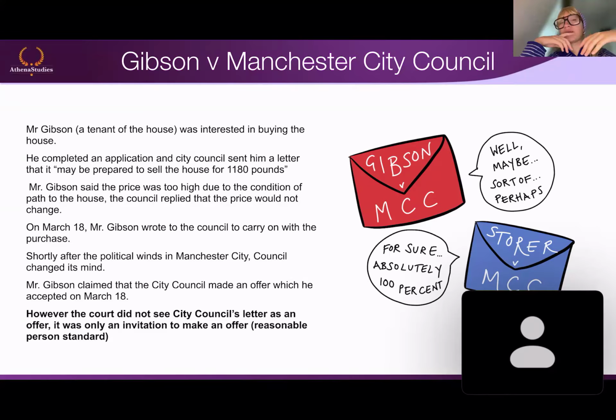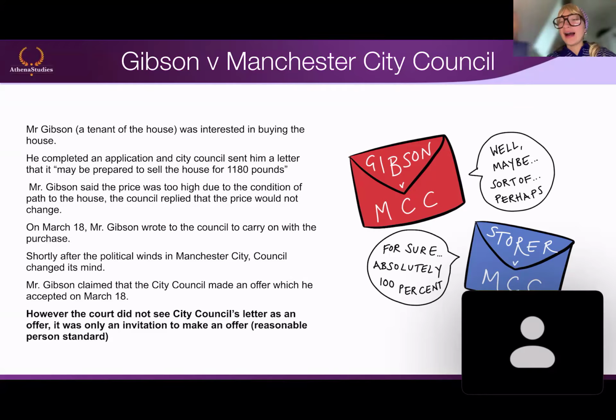After this period, there were some political winds in Manchester City, which you do not need to know of, just know that there were. And thus, for some reason, the city council changed its mind, said that, okay, we're not selling the house anymore, so you may want to find another one. Well, the problem here is that Mr. Gibson saw the City Council's response, the City Council's invitation proposal, as an offer, and he accepted this offer. Thus, he saw all of this as the breach of the contract, which requires either compensation or anything like that. So at least the contract has to take place because, from his point of view, it was breached.